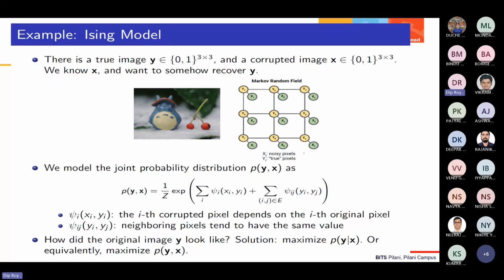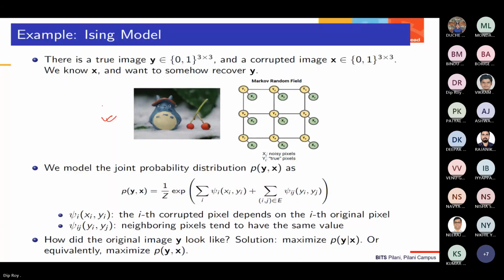A few simple architectures of energy-based models. We'll come to the complex ones later. The first is basically the Ising model.